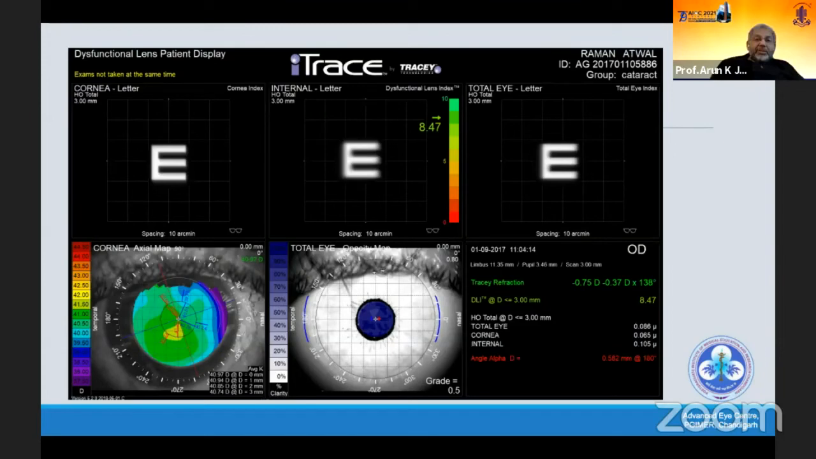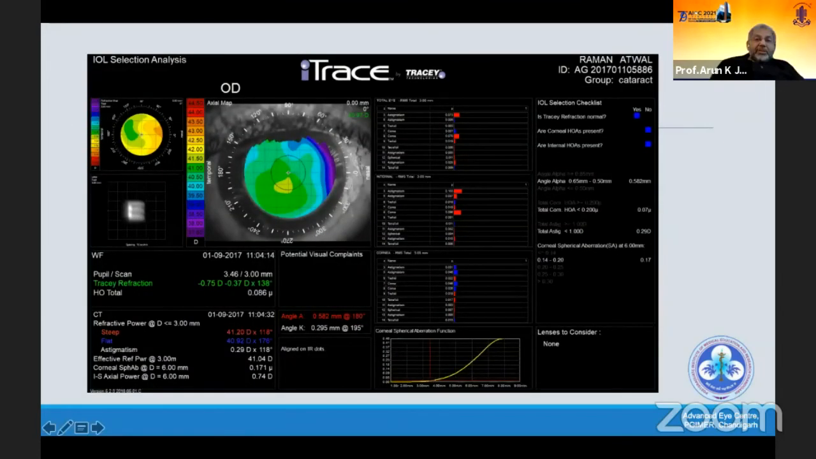And this is another case with internal corneal spherical aberration of just 0.17. So here you would like to choose, no other contraindication, but the alpha angle is high. So here you will again like to choose maybe an aspheric balanced design IOL from Hoya, which to some extent negates the coma aberration because of the large angle alpha.